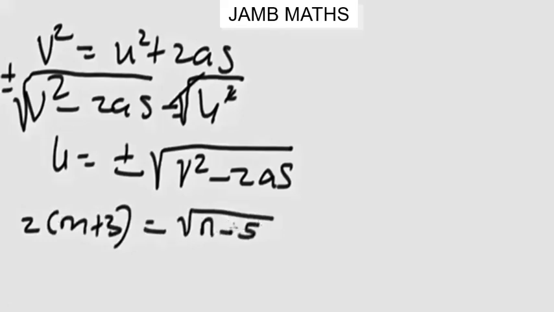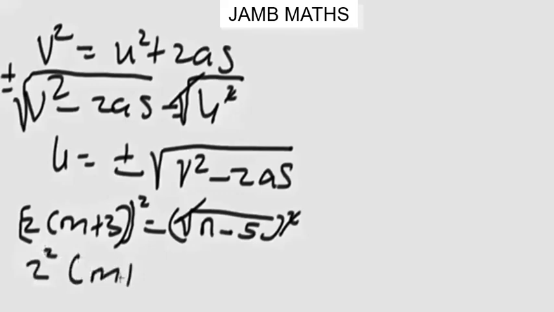To begin with, we need to remove this square root at this right side of the equation. So to do this, you need to square both sides. So now the square cancels the square root. You're now left with, this square outside here on the left side of the equation, you take it inside and the values inside these brackets will take the square. This is going to give us 2 square, m plus 3 square equals n minus 5.